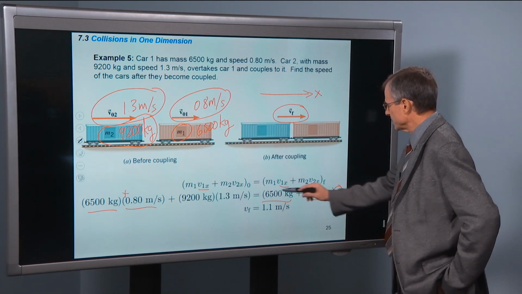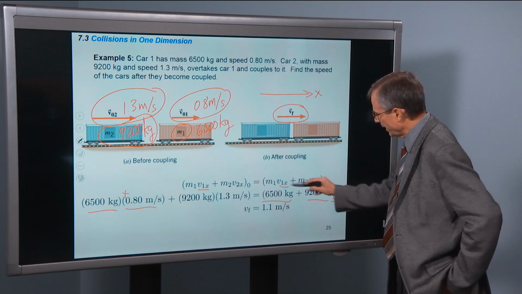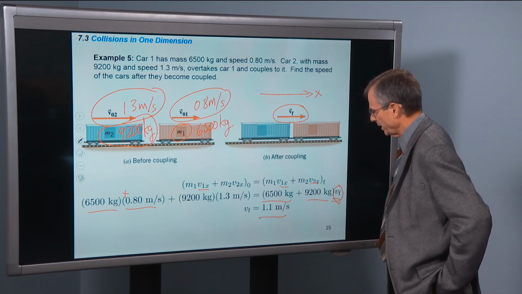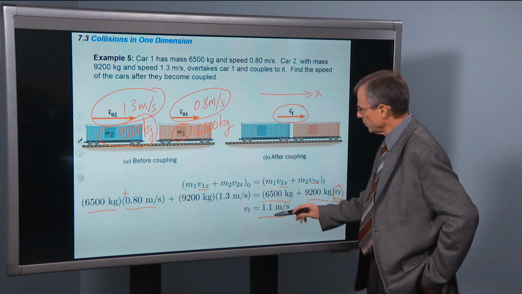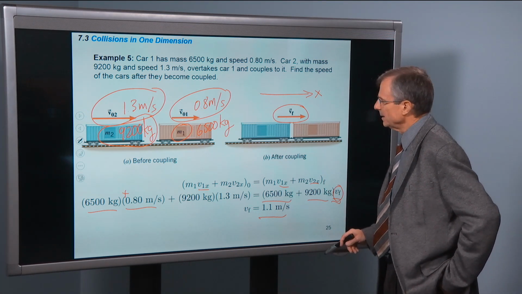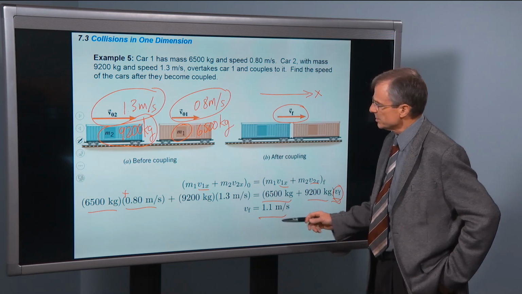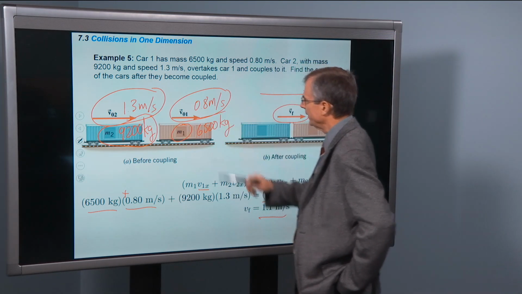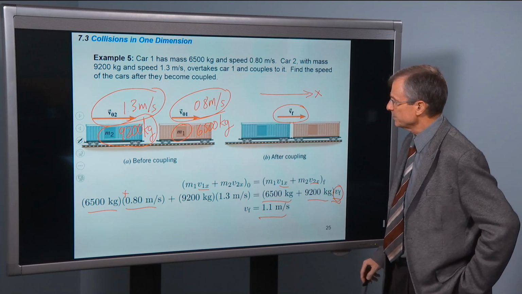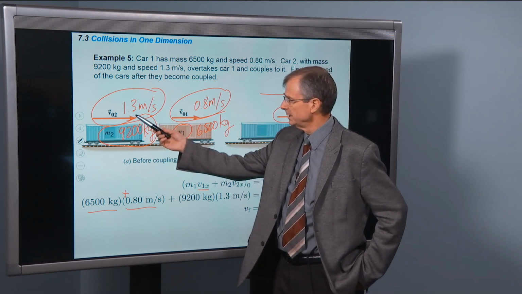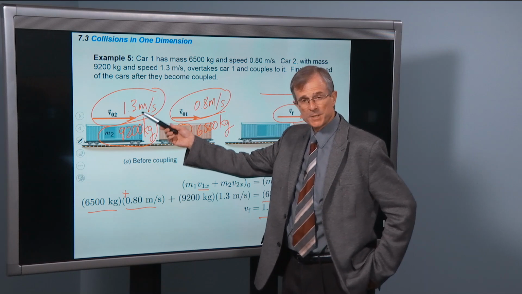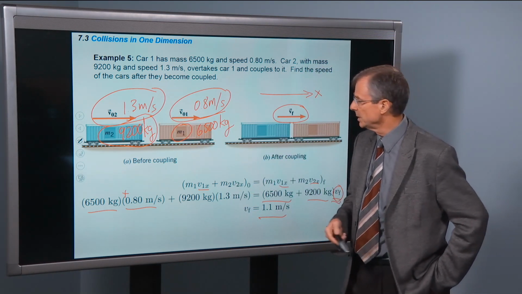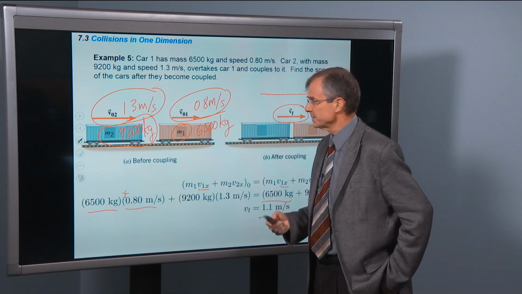Then we can solve this: add those two numbers together, divide by whatever that sum is, and solve for the final velocity of the two cars. It's 1.1 meters per second. Is that closer to 2 or closer to 1? Well, it's 0.2 meters per second less than the initial velocity of car 2, and it's 0.3 meters per second more.